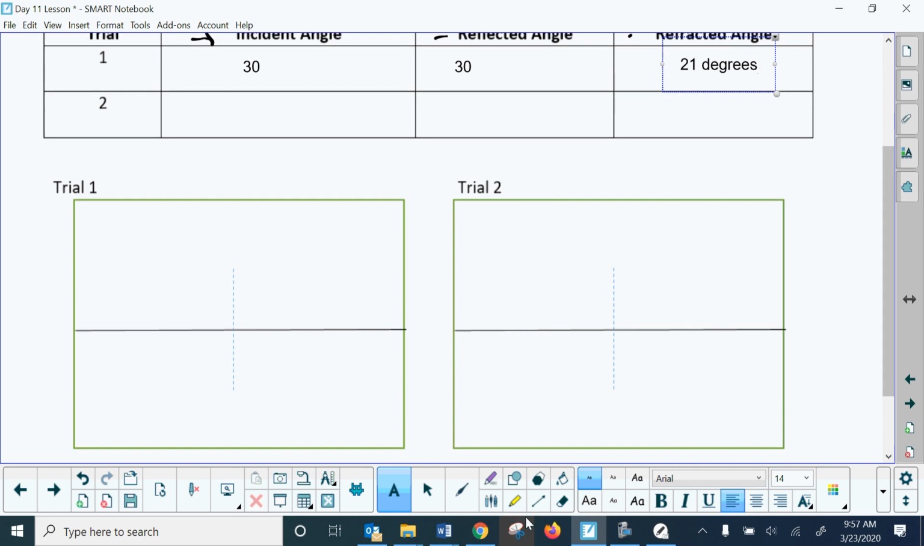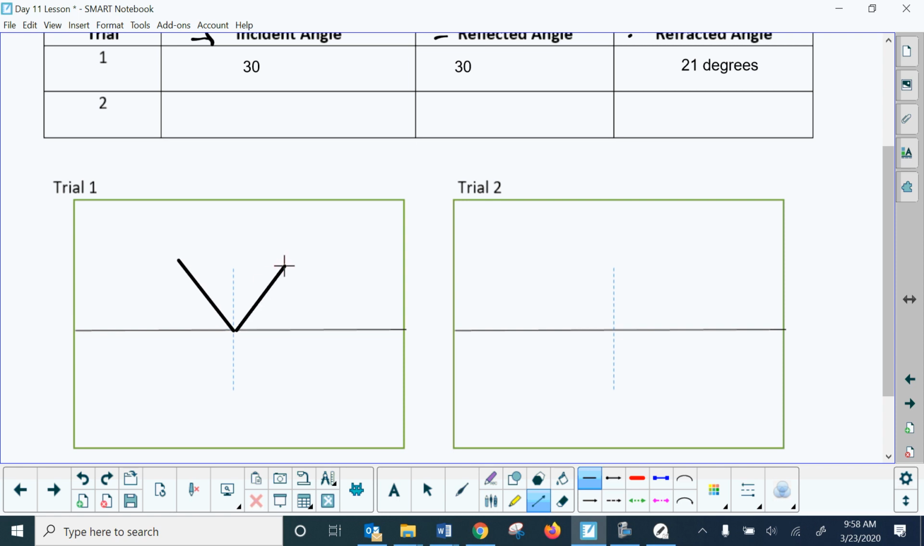So if you come back down here, I'm going to use the little ruler, but you can, oh, that's way too big, sorry. Let's undo that. So if we just have a ray of light coming in, and we'll say that's 30 degrees. When it bounced out, that was also 30 degrees. And this is just a sketch, so you don't have to get a protractor out or anything. And then the angle that it refracted at was smaller.